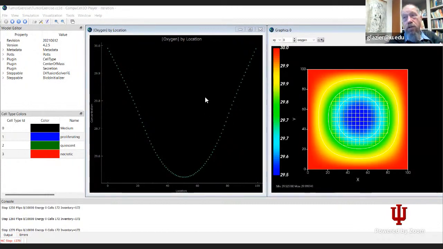So now let's try changing those parameter values. Let's try changing the diffusion constant to be smaller. And the alternative one that we said was the diffusion constant of 10 instead of 30.